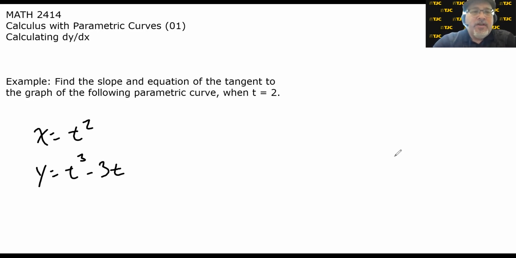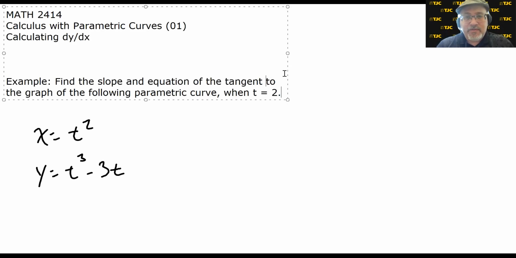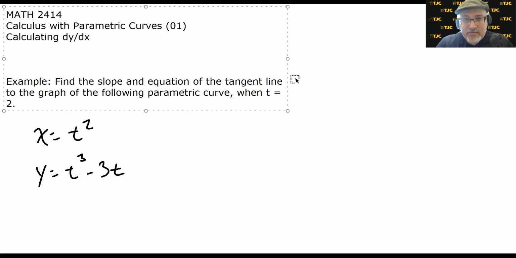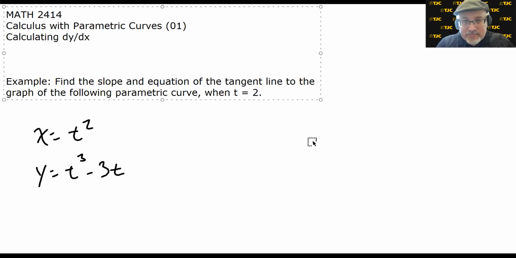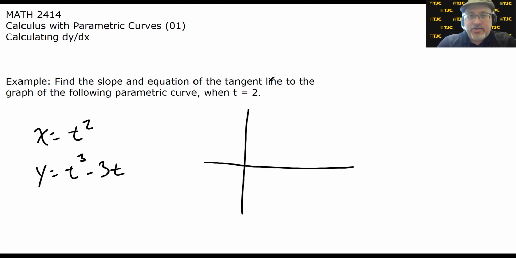So for example, let's say we want to find the slope and the equation of the tangent line to the graph of the following parametric curve when t is equal to 2. Our parametric curve is defined in this example by x equals t squared and y equals t cubed minus 3t.